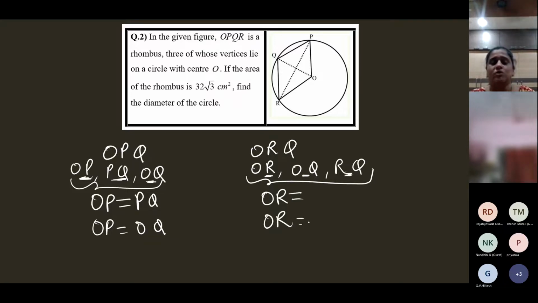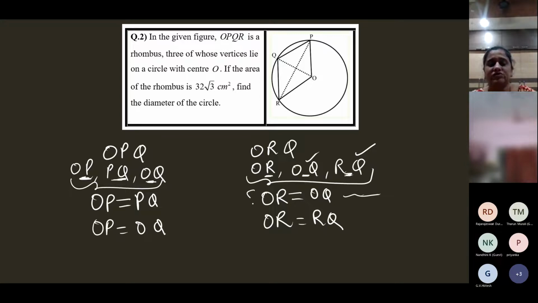Now OR is equal to OQ, and OR is equal to RQ also. Why is OR equal to OQ? What's the reason? Radius. Why is OR equal to RQ? Side of the rhombus. All the sides of the rhombus are equal.